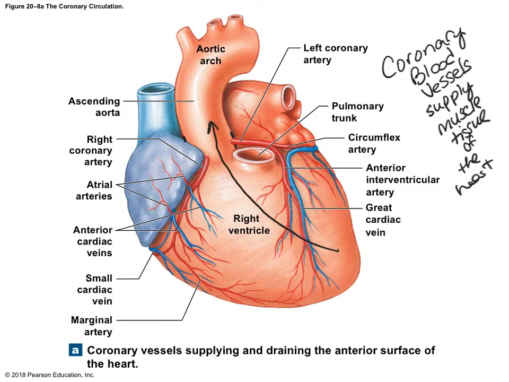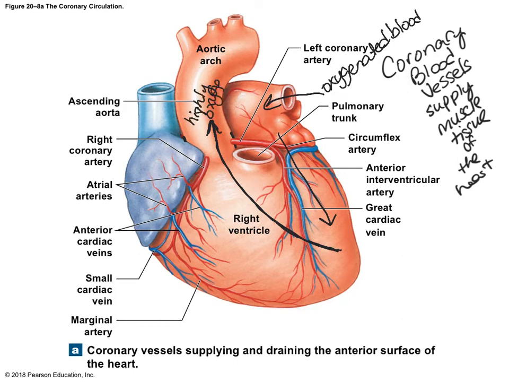And so the blood on the left side of the heart has come directly from the lungs, and the lungs are bringing in oxygenated blood. So the oxygenated blood comes into the left atrium, it goes down into the left ventricle, and from the left ventricle, it goes all the way into the aorta. So this is highly oxygenated blood. It's just coming right from the lungs.